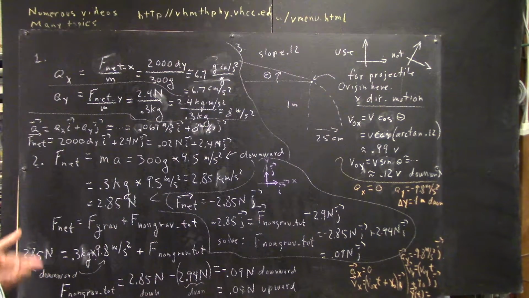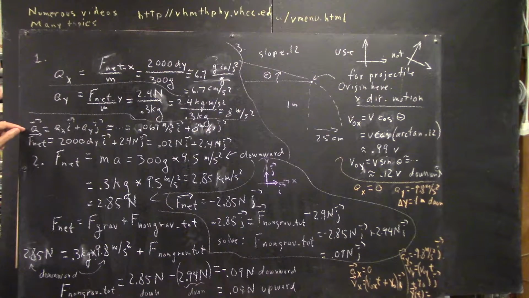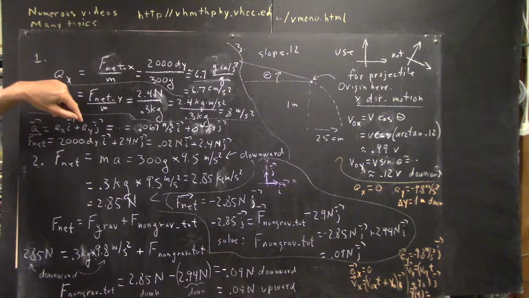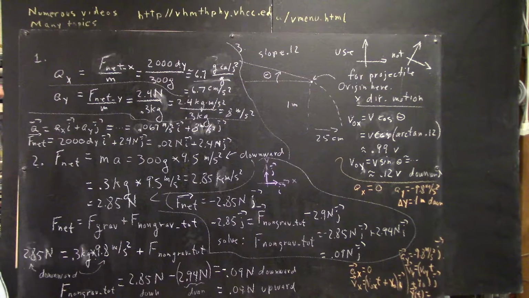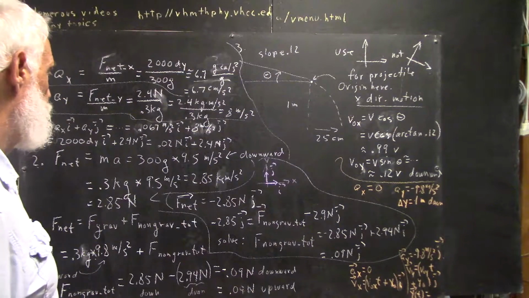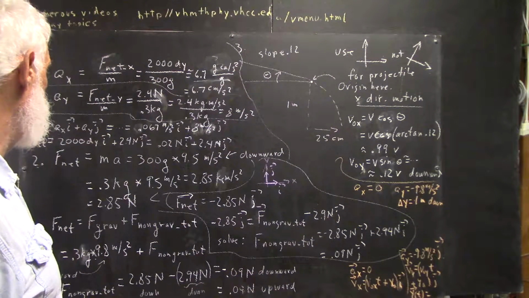Okay, well, now the question is, what's our vector acceleration? Well, we multiply the acceleration in the x direction by the i vector, y direction by the j vector, and we get this result. Okay?